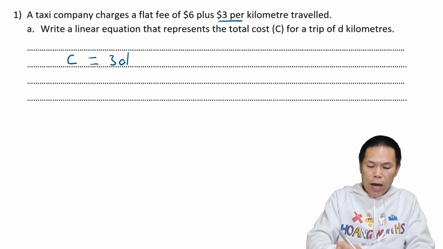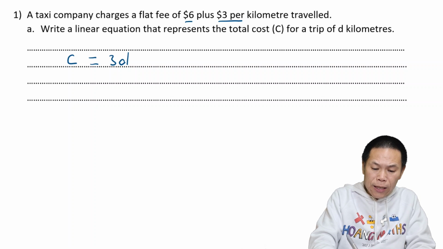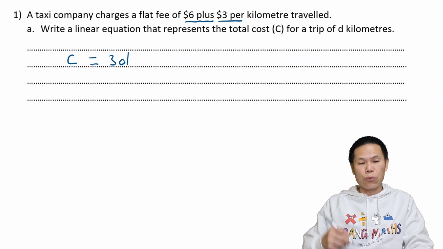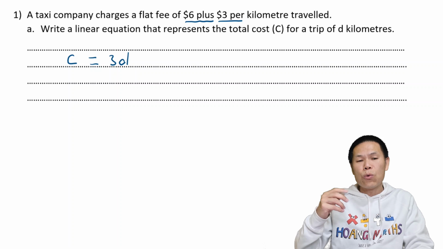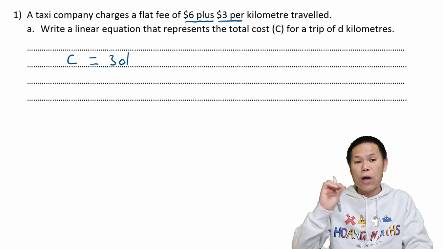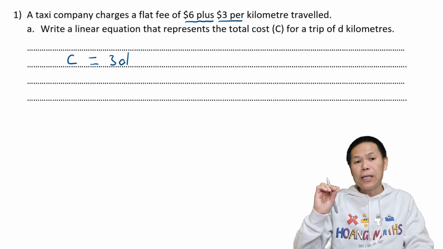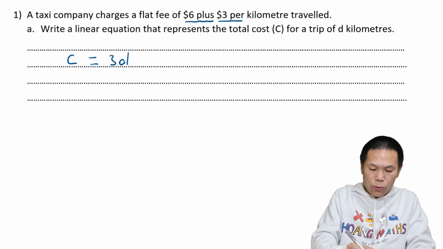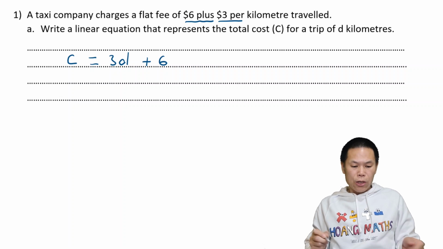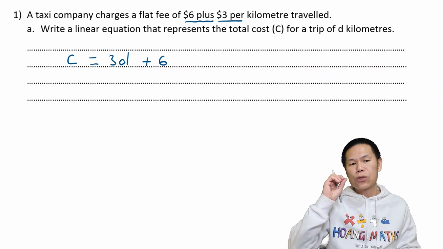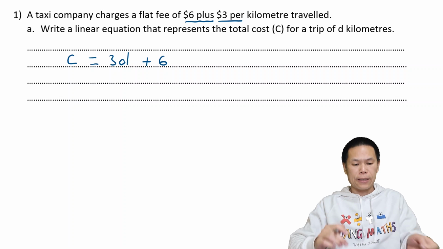And then we need to add a flat fee, which is $6. So we need to add that on top of that. In other words, no matter how many kilometers you travel, the flat fee is $6. Okay, so we add 6. So there you go. The cost is C equals 3d plus 6.